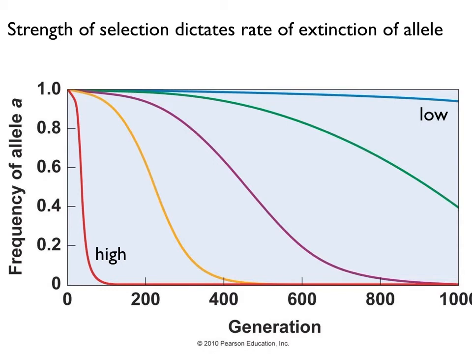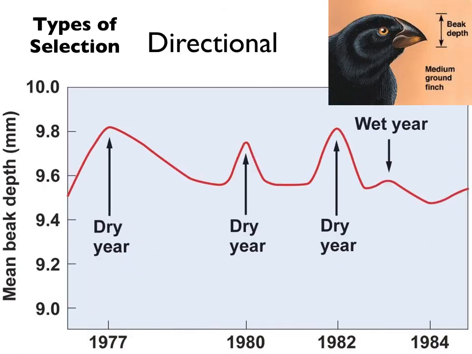Okay, so we're going to talk about how selection acts on populations. And the first thing I want to show you is an example of the most commonly observed and the most intuitive form of selection, and that is directional selection. The example that I'm going to use, and your textbook uses, is one of the depth of the beaks of Darwin's finches on the Galapagos Islands.